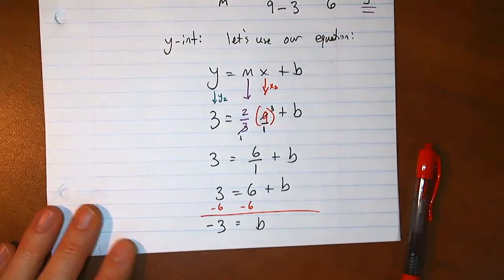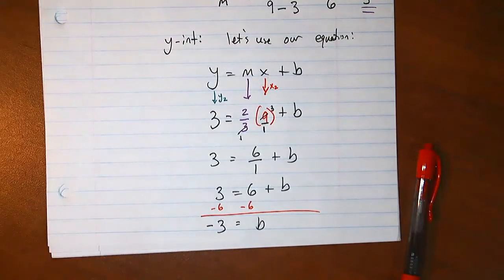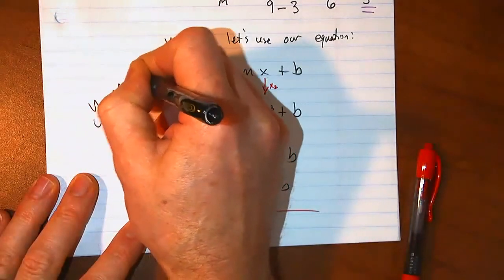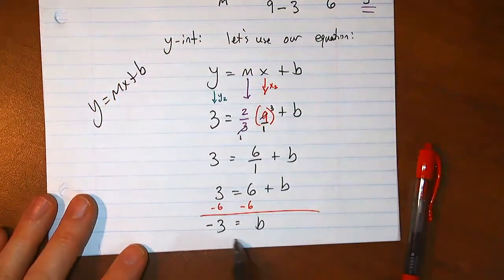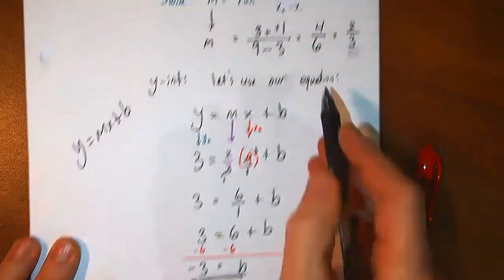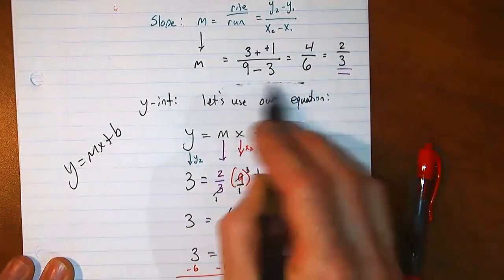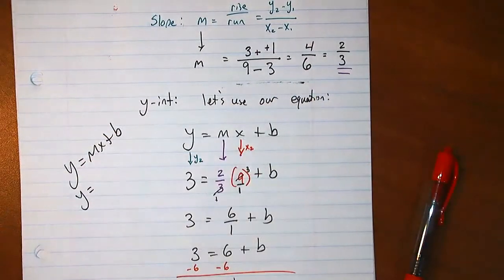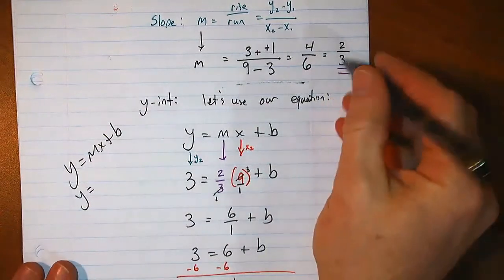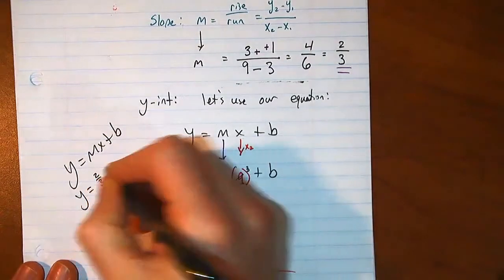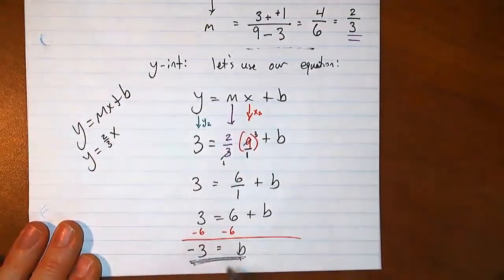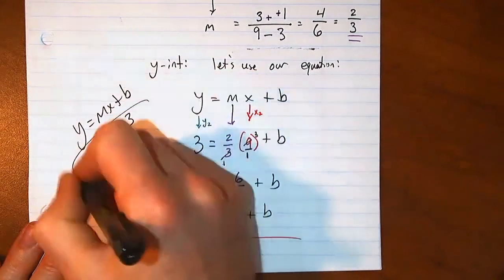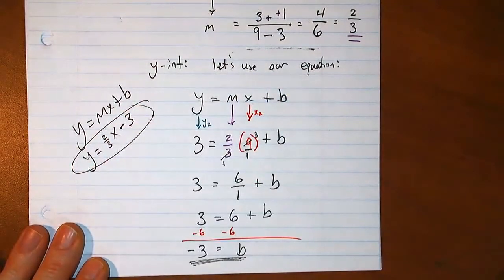Now remember, our goal wasn't to find b. Our goal was finding the equation of the line. The equation of the line looks like this, and now we know what b is and we know what m is. So we can plug those two things in. X and y, we just leave as x and y because it has to be able to describe all the points on the line. So my m is 2/3, my x I leave at x, my b is -3. So I'm going to make this into a -3. And there's my equation.